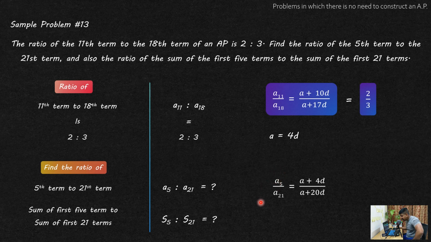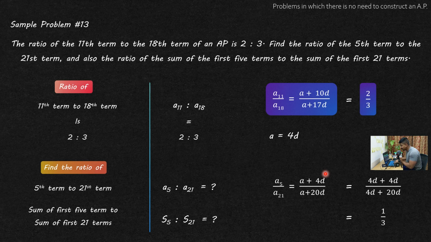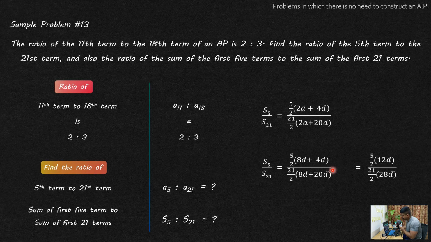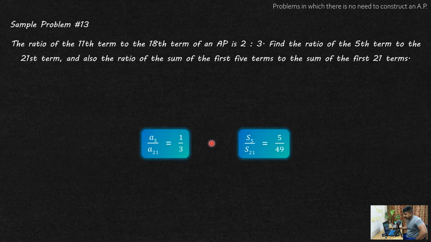Now you need to find A5 upon A21. That is A plus 4D upon A plus 20D. After substituting the value of A, you can write 4D plus 4D upon 4D plus 20D, and this simplifies to 1 upon 3. Similarly, for S5 upon S21, you use the formula and after that substitute the value of A, and finally you have S5 upon S21 equals 5 upon 49. So these are your final results that you are supposed to find.